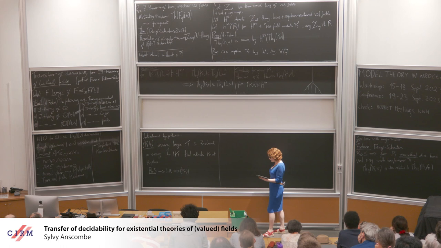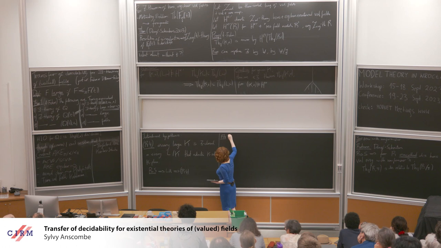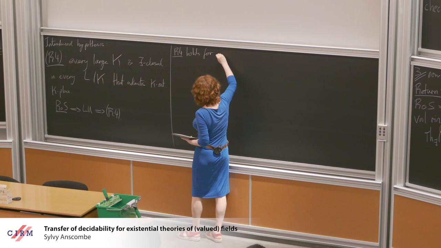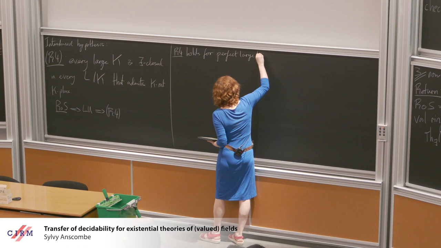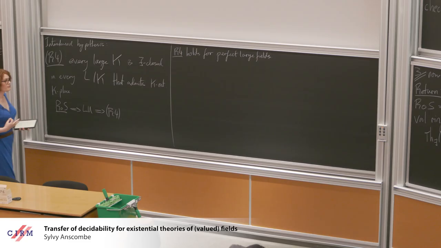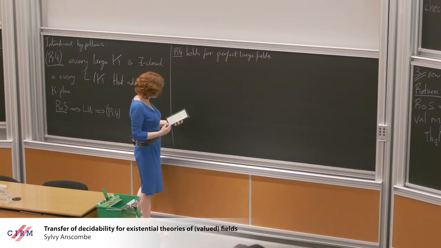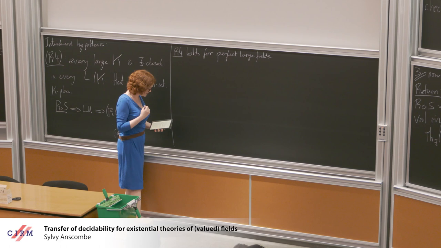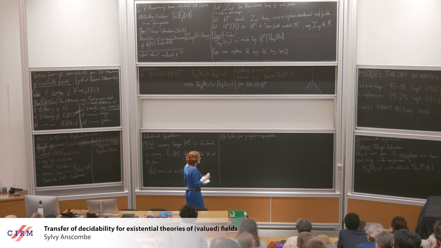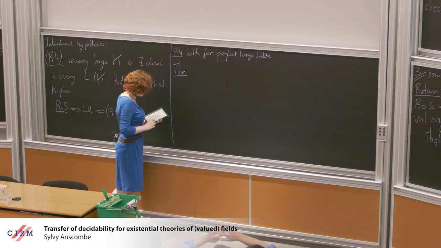Worth noting, R4 already holds unconditionally for perfect large fields, in particular in characteristic zero, which perhaps explains why things are a lot easier for us. So let me now give a statement of our version of this theorem here. So theorem, this is from a joint project with Philip as well.